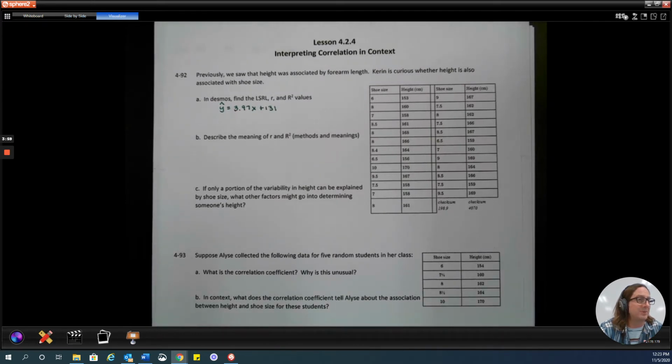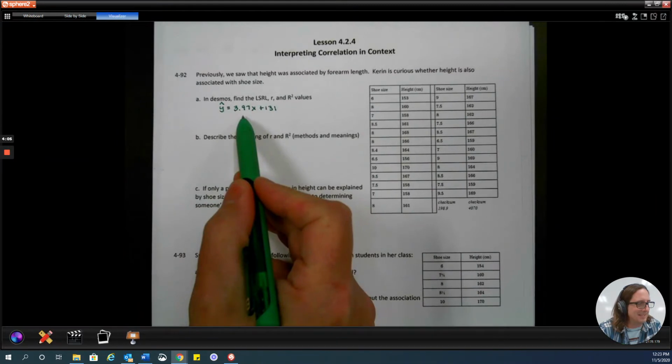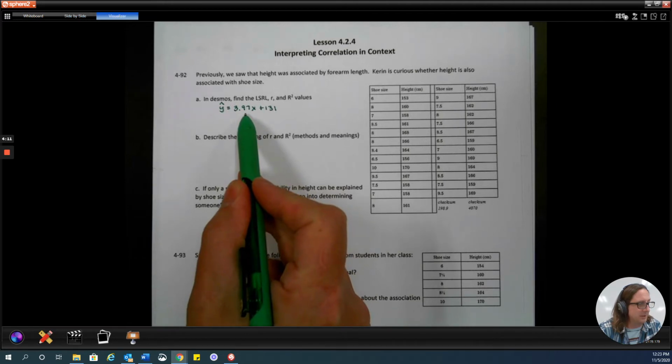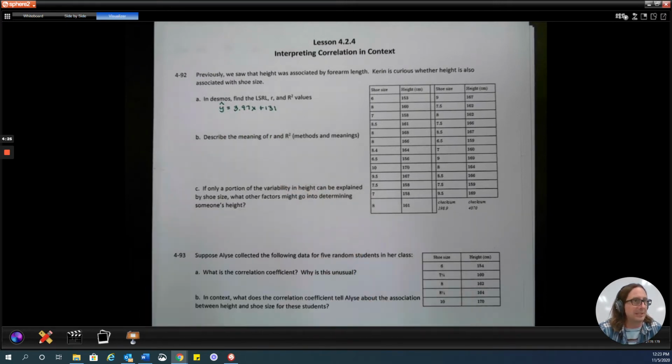Now remember what these mean. The slope means that the height is going to increase by 3.97 centimeters for every increase of one shoe size. So that's what it means. The y-intercept means when we have a shoe size of 0, that our height should be 131 centimeters. So that's what our least squares regression line is telling us.